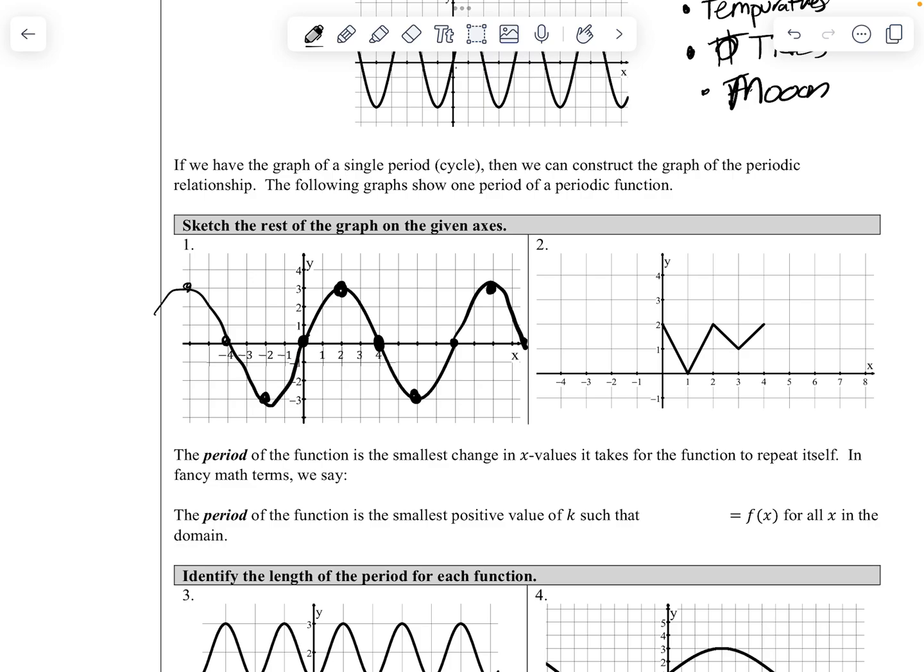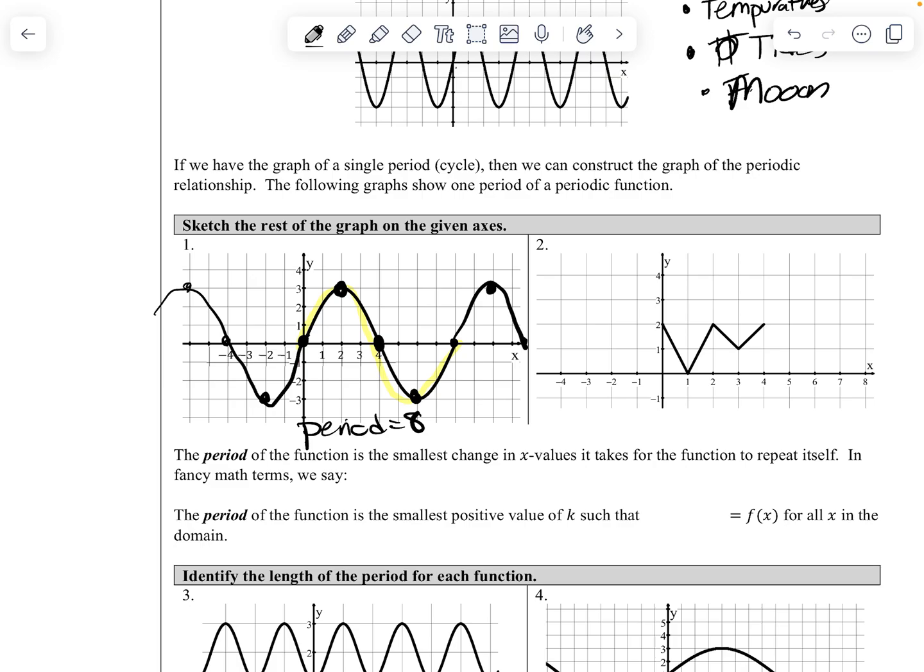The period is the smallest change in x values that it repeats itself, like the length of one cycle. So this would be a length of a period. That's 4, 5, 6, 7. So our period is 8.